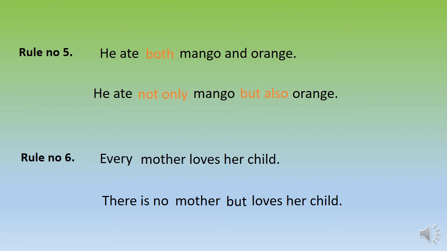Then there is another sentence, every mother loves her child. And the negative form of it is, there is no mother but loves her child. And what's the rule here? Dear students, remember one thing. If you have every at the beginning of an affirmative sentence, we have to replace this every with the term there is no and but. So, every mother loves her child. From this sentence, we have omitted every and we have added there is no and but to make it a negative sentence. Okay.